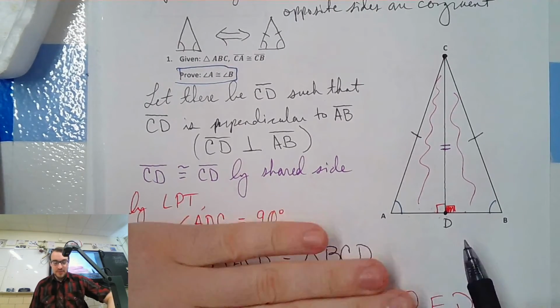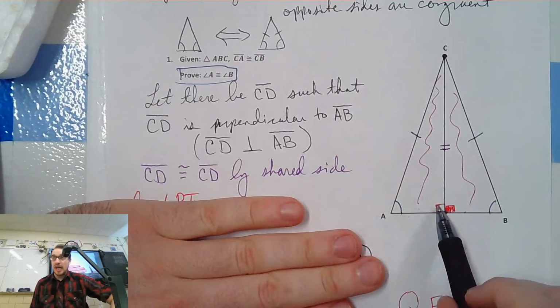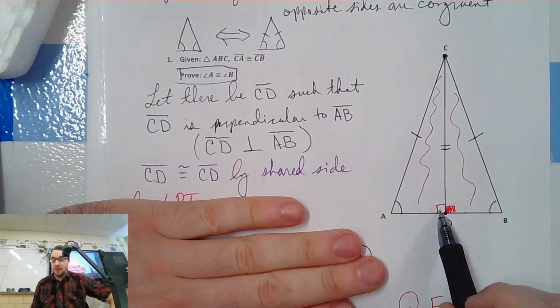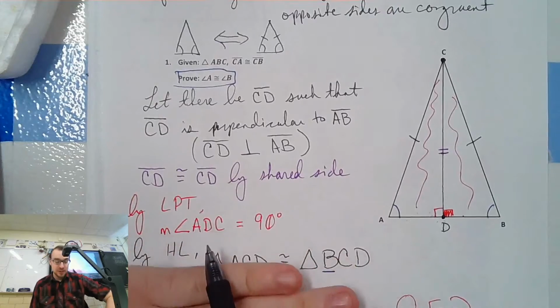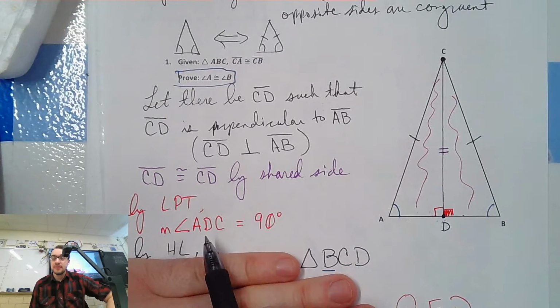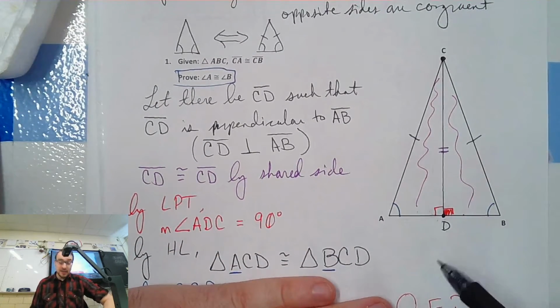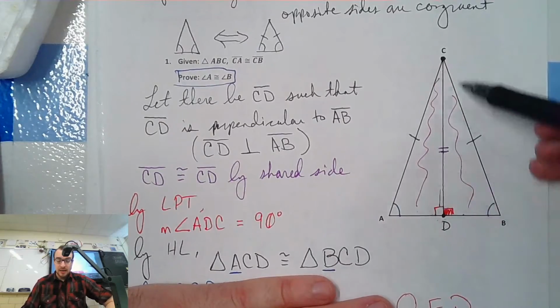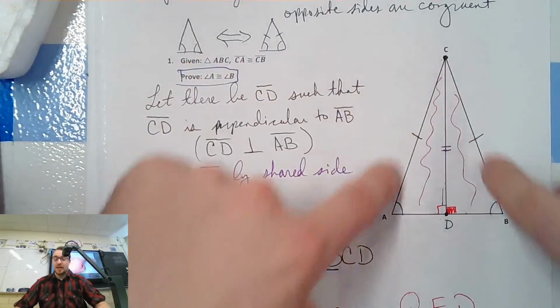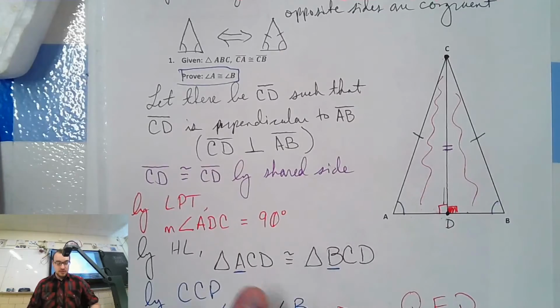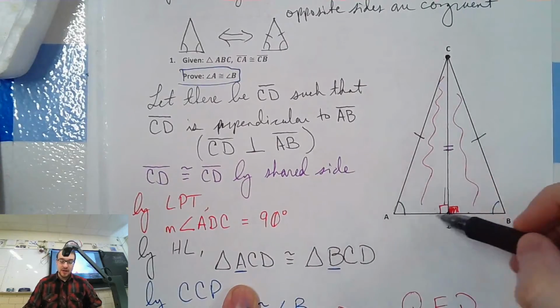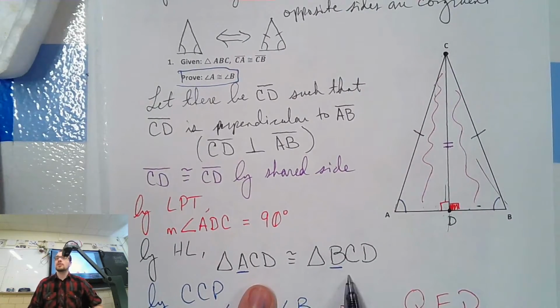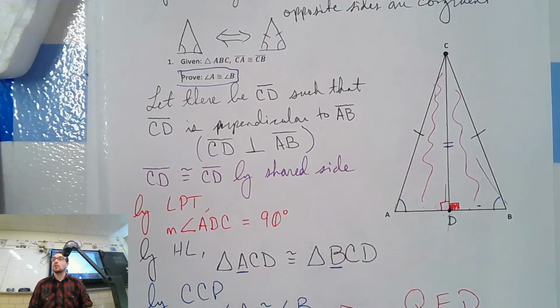All right, so LPT says they're 180, which means what's left over is 90, right? If that's 90, that's got to be 90. You dig? That's LPT. That's the reason for it. You with me, Alex? Okay, cool. Next I can say HL. Remember, HL only works for 90-degree triangles. So I have two 90-degree triangles. Now I can say their hypotenuse and leg matches up, right? Hypotenuse matches, leg matches. So they must be congruent. So now I know this triangle and this triangle are congruent, so I wrote that. I made sure to match up my letters accordingly, okay?